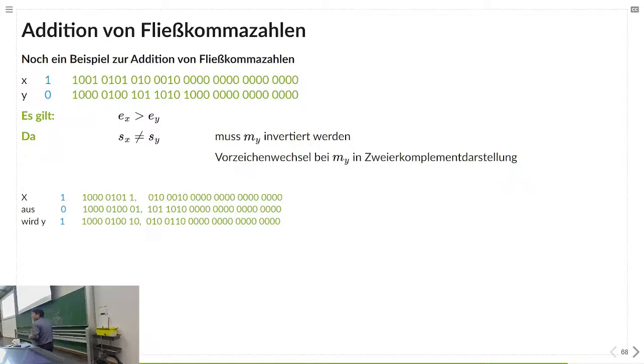Gut, dann machen wir eine richtige Subtraktion. So, x plus y. Dann nehmen wir noch einmal: ax ist größer als ay. Da haben wir schon geguckt. Sx ist 1, sy ist 0. Das bedeutet, diese Zahl am Ende, z, ist eine negative Zahl. So, az ist ax.